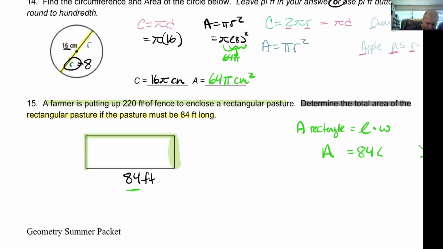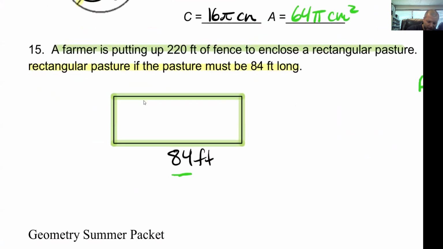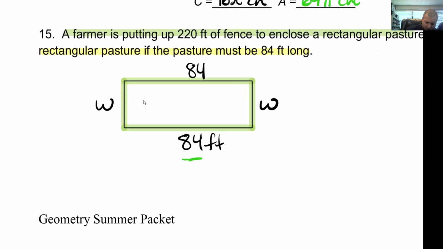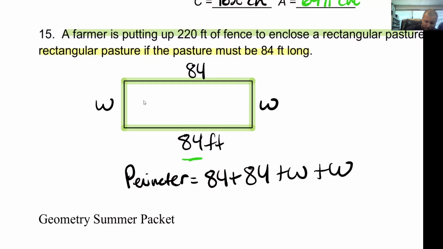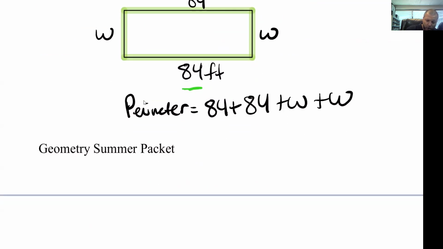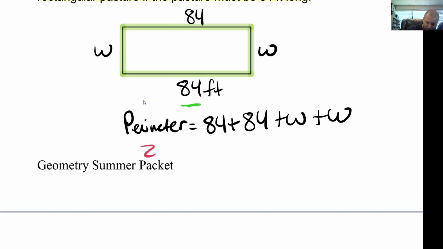As I kind of mentioned, if you're putting fence up right here, you're putting it along the outside of the shape. That's a perimeter question. So let's see what we know. I have an 84. I have another 84. I have a width here that I don't know, and I have a width there that I don't know. To find the perimeter of any shape, we know the perimeter is equal to the sum of all of the lengths. I have an 84. I have another 84. I have a width. I have a width. I know that the total perimeter must be 220.